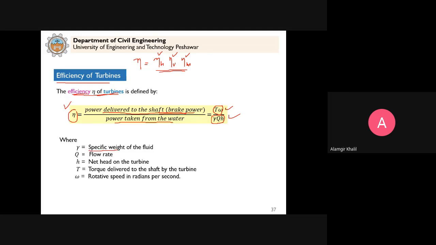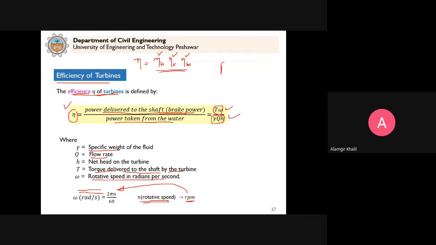These are the different terms. Gamma is specific weight, Q is flow rate. T is the torque delivered to the shaft by the turbine, and omega is rotative speed in radians per second. So whenever we write down omega, that is in radians per second. Sometimes the speed can be given in revolutions per minute, RPM. If it is given in RPM, you can convert this into radians per second using this relationship. So this is how we can calculate the efficiency for turbines.